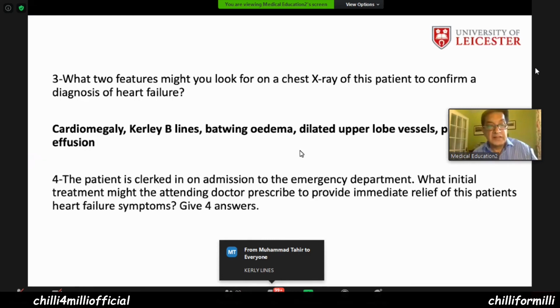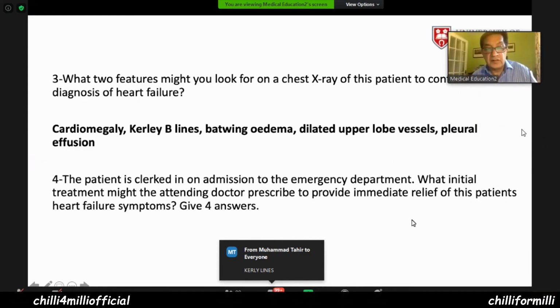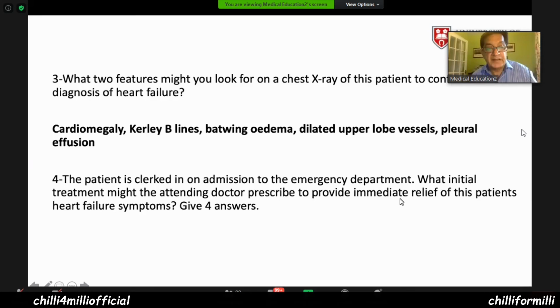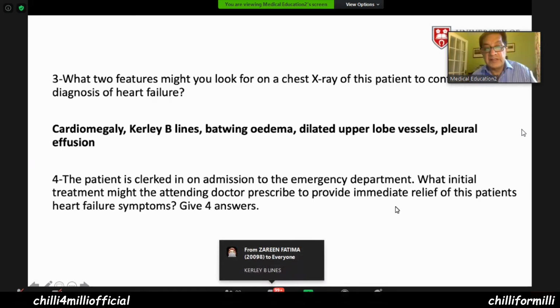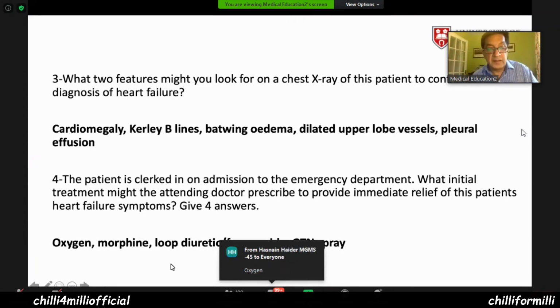This patient is clerked and admitted. What initial treatment might the attending doctor prescribe to provide immediate relief to this patient? Give 4 answers. I think I should give you the answer quickly. Oxygen, morphine, loop diuretics, furosemide, GTN spray. So this is your treatment. Someone has written ABGs. Well, you can do that.